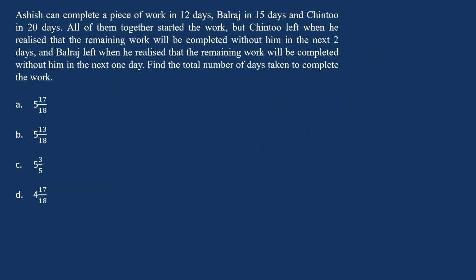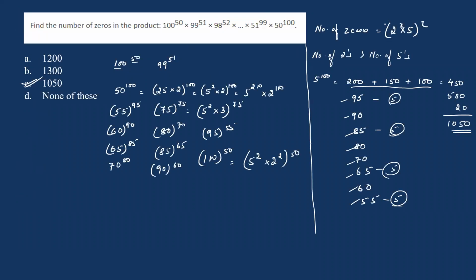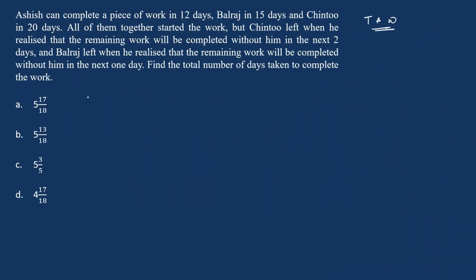Now, this question says A can complete a work in 12 days. This question comes from the topic called time and work. A can complete a work in how many days, guys? 12 days. B can complete the work in how many days? That is 15 days. And C can complete the work in 20 days. Okay. If I take my LCM here, my LCM becomes 60. So this becomes 5, this becomes 4, and this becomes 3.